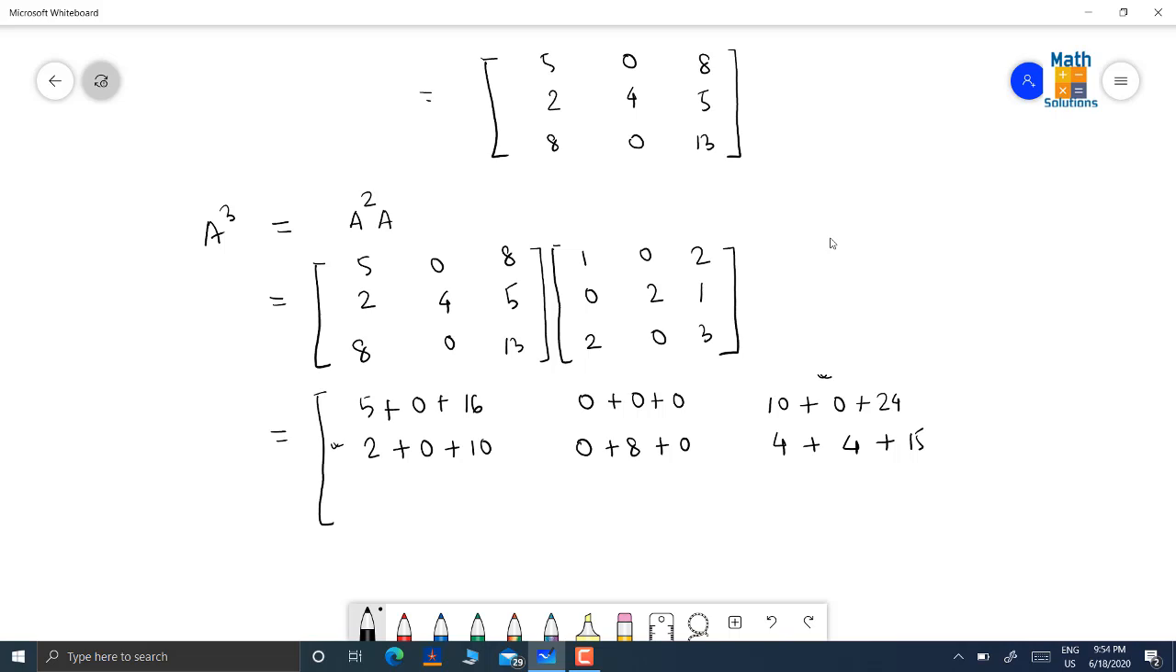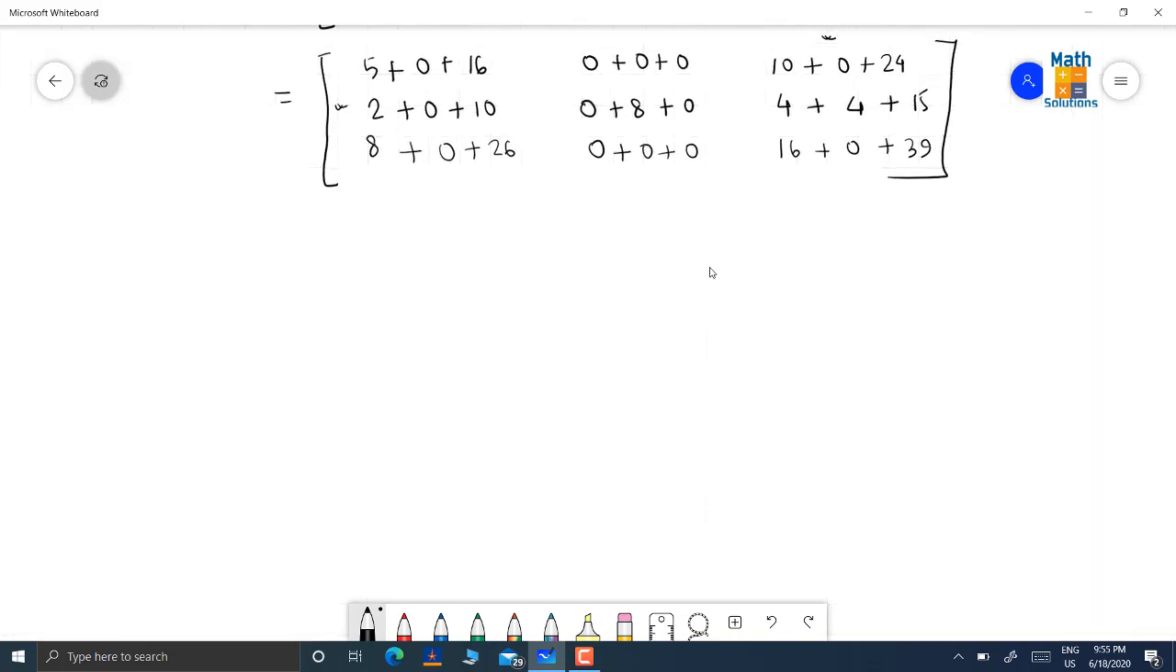So we can write here 8 into 1, it is 8 plus 0 plus 26. Then in this case it will be 0 plus 0 plus 0. Then for this position it will be 16 plus 0 plus 39. So after this we have to evaluate the values again. Simplified result we have to write here. So what can we write?